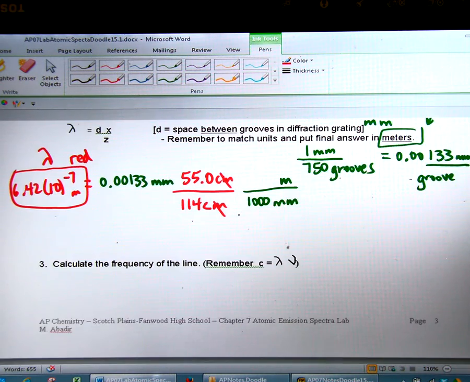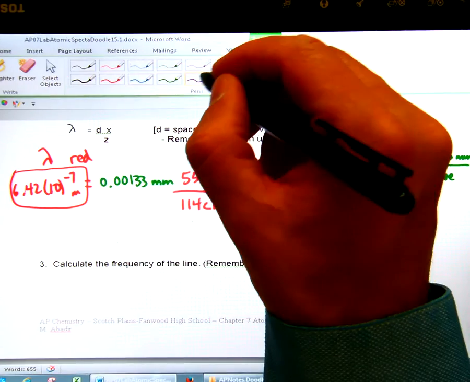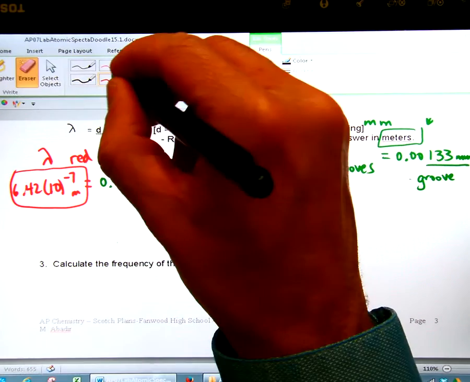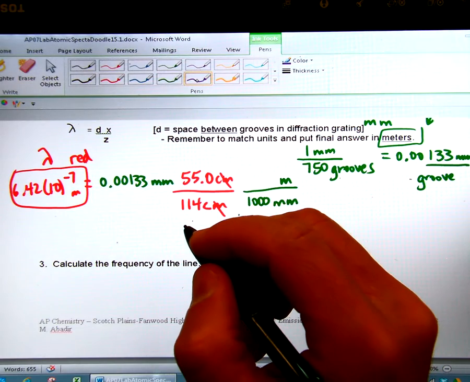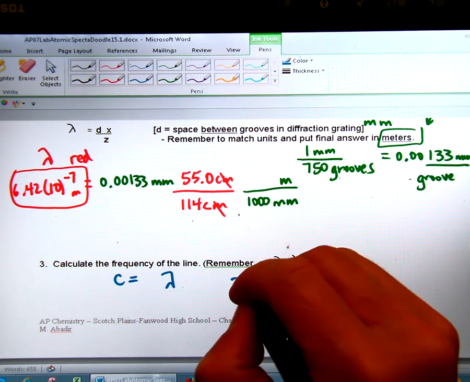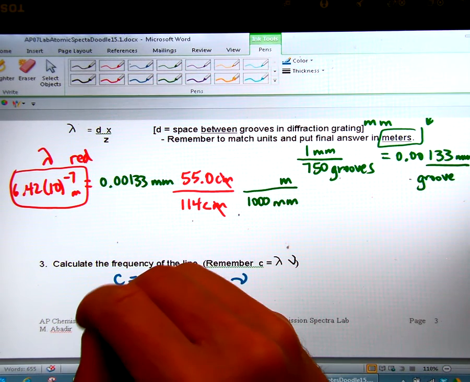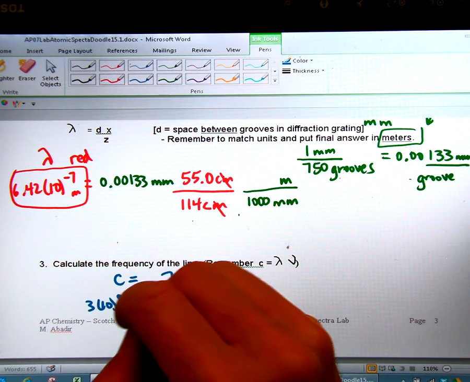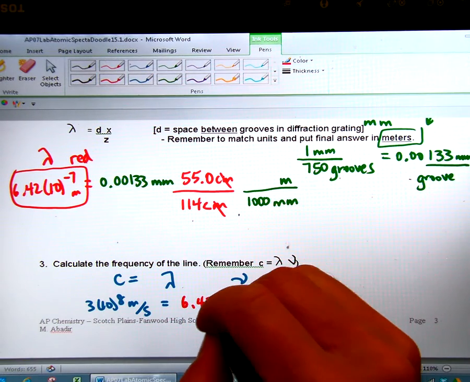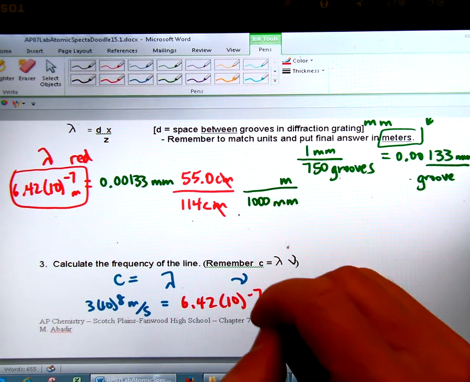Now we're going to find the frequency. So as you recall, to find the frequency, we'll do the speed of light. So speed of light equals wavelength times frequency. So 3 times 10 to the 8th meters per second equals the wavelength you just found, 6.42 times 10 to the minus 7th meters.